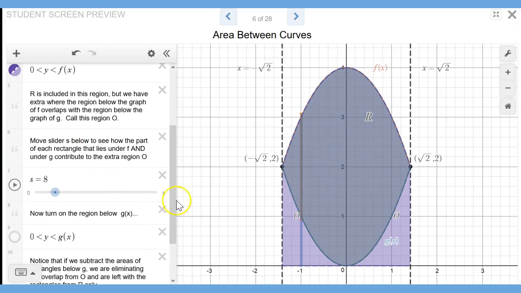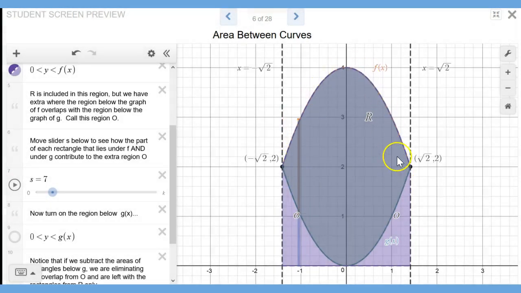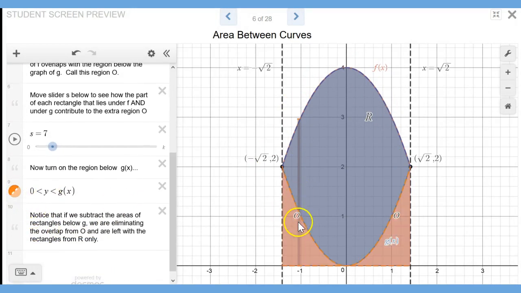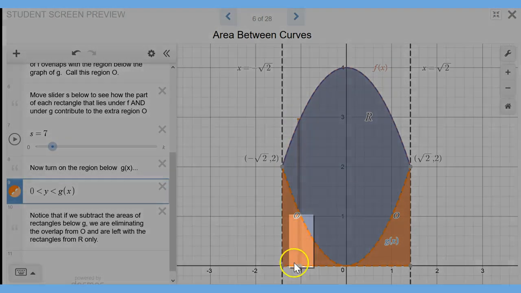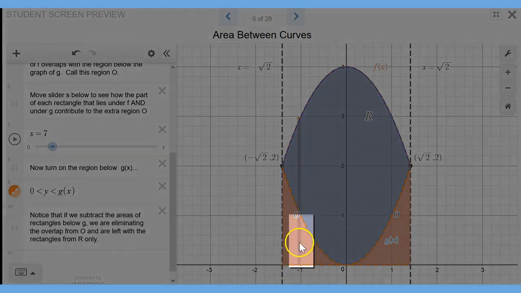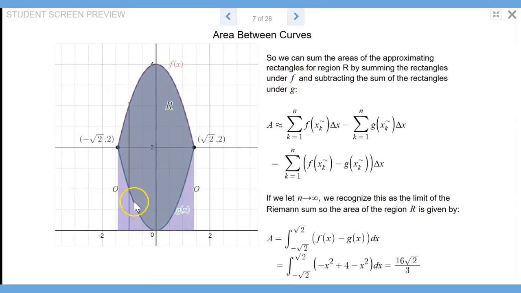So if you look, what we want to do is take the area of just this part of the rectangle, but not this part of the rectangle. So if we take the definite integral to get the area under f of x, and we subtract the definite integral under g of x, that's giving us the area of this rectangle minus the area of this rectangle under g. So that's how we get the area between the curves.